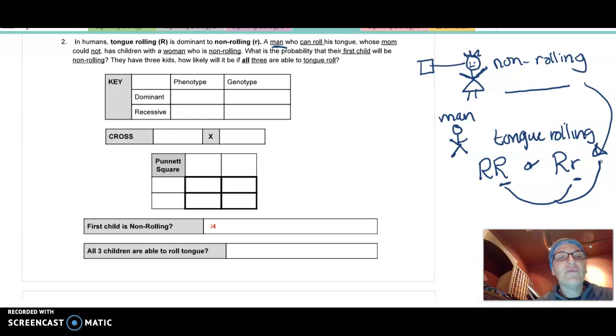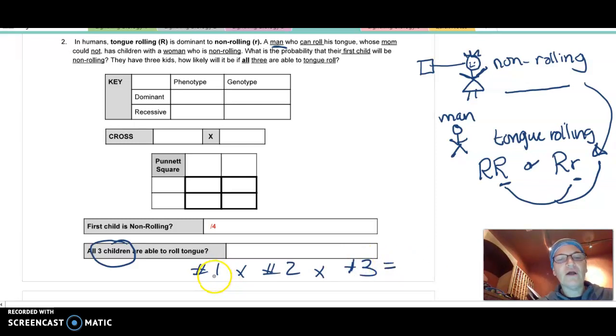He is going to marry a woman who is also non-rolling, so her genotype will be just like his mom's. And then you're going to go ahead and figure it out. What's the probability of their child not being able to roll? And then the second question is a little tricky. It's what's the probability of all 3? So you take number 1 times number 2 times number 3. So you got to do a little bit of math.